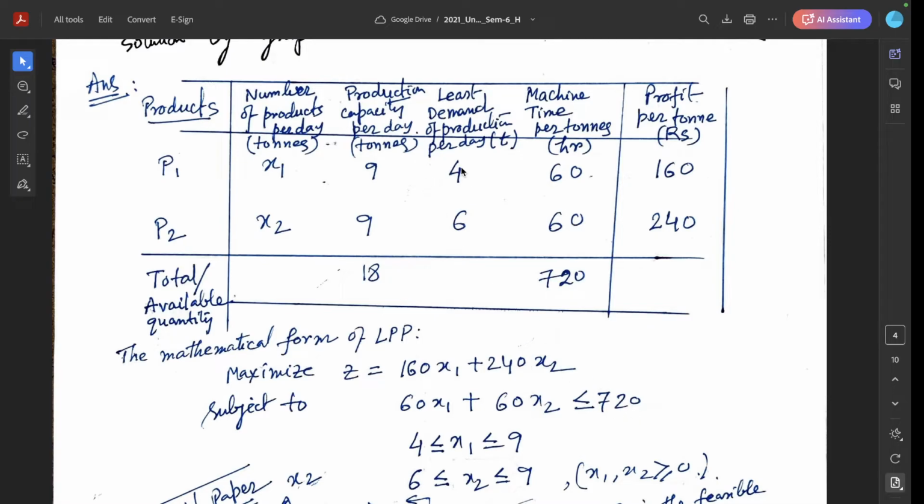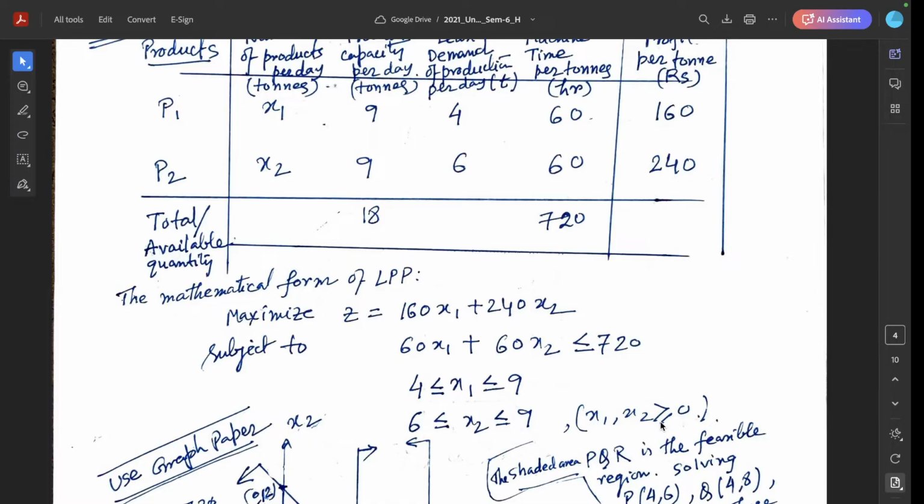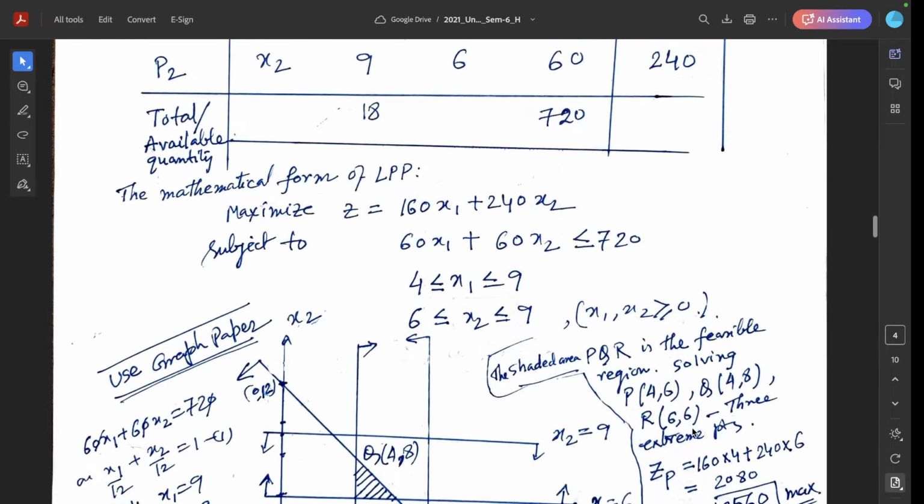And the least production for P1 is 4, so 4 is less than or equal to x1. And the maximum production capacity for P1 is 9 tons per day. So 4 is less than or equal to x1, which is less than or equal to 9, and 6 is less than or equal to x2, which is less than or equal to 9. And x1 and x2 are greater than or equal to 0.